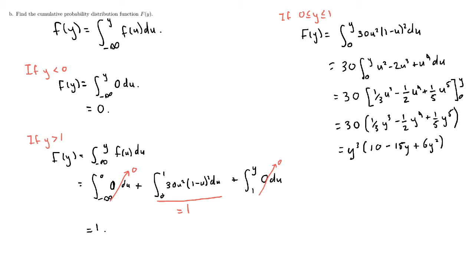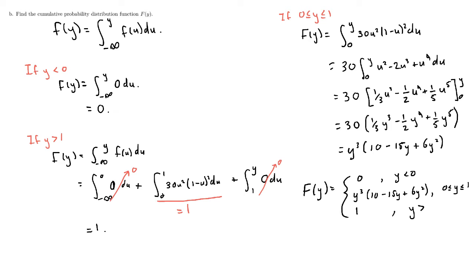So to summarize, the whole CDF, f of y, is going to be equal to 0 if y is less than 0. It's equal to y cubed times (10 minus 15y plus 6y squared) if y is between 0 and 1. And it's going to be equal to 1 if y is greater than 1.